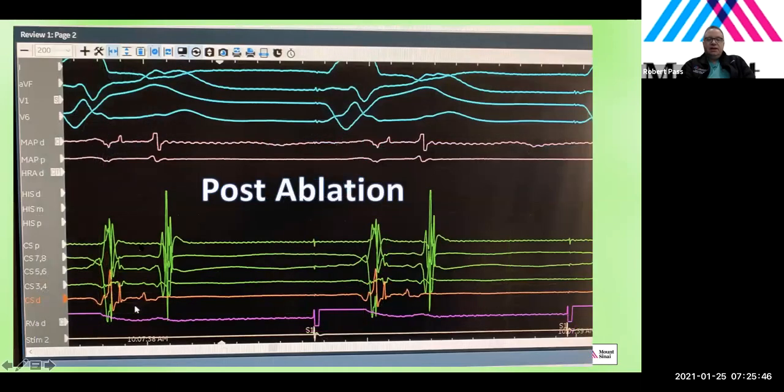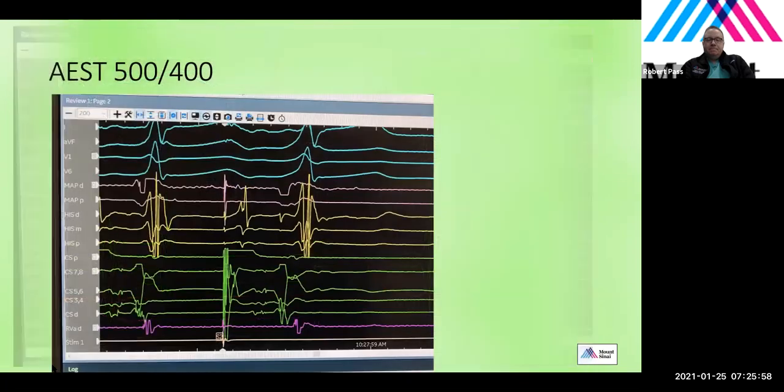Okay, so now we are following ablation, and we see here again that we have this very long RP interval. So we're feeling pretty good about ourselves at this stage. However, when we are pacing the atrium, what do we see here, Neha?